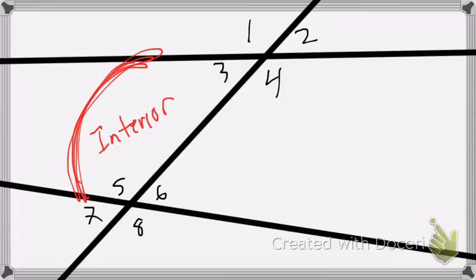Now in the picture I just drew, it's up and down. It can also be side to side. It's important to understand that when we're talking about the interior, we are talking about in between the two lines that the transversal hit.